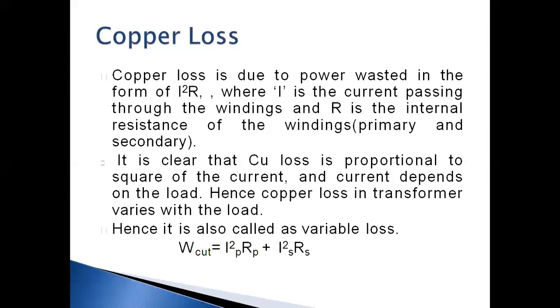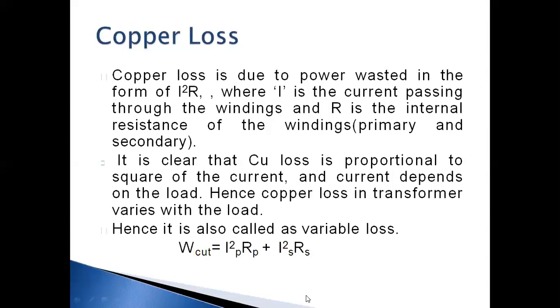It is very much clear that the current totally depends on the amount of load required from the consumer end. Hence the copper loss in a transformer varies with the variation in load. That is why it is also called the variable loss. So copper loss generally depends on the square of the current flowing through the windings, and as the load varies, the current also varies. So that is why copper loss is known as the variable loss.